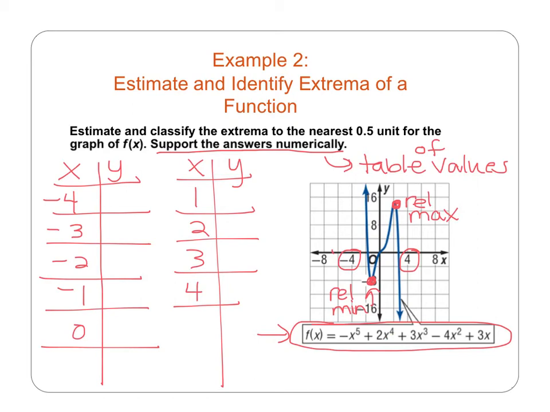I'm going to support that answer by filling in my table. So filling in my table, I get 1268 when x equals -4, 279, 18, -7, 0, 3, 14, -27, and +4 is -372.